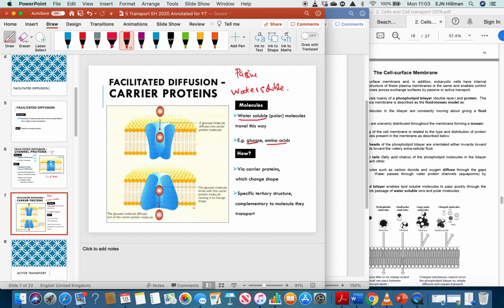Okay, so fixed shape with the channel proteins, and the tertiary structure of the carrier proteins changes, which allows a specific molecule to pass through. Okay.